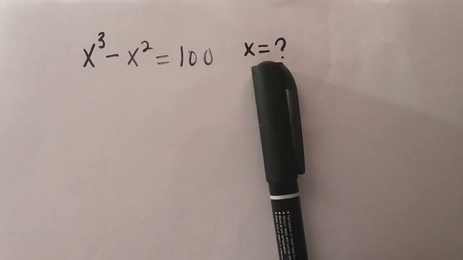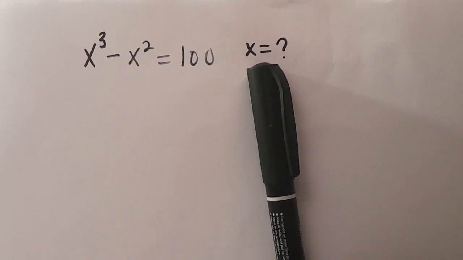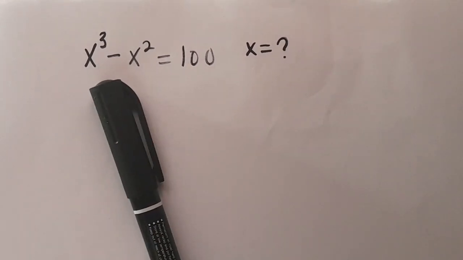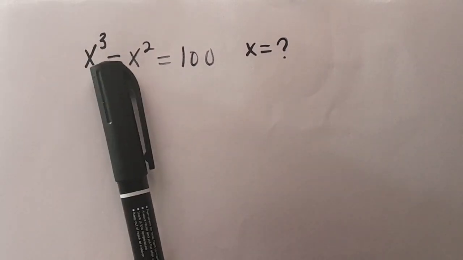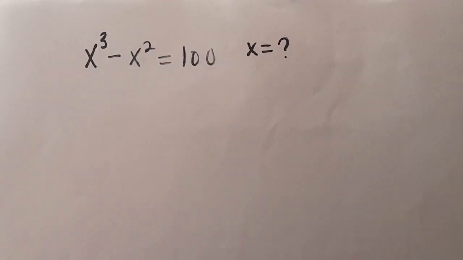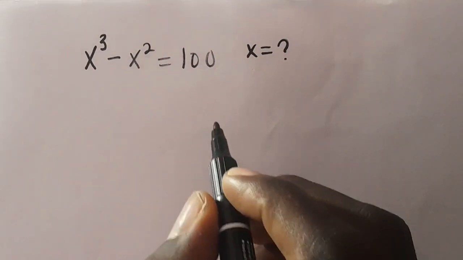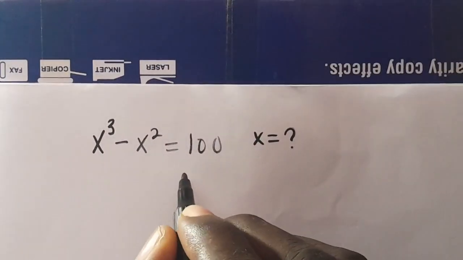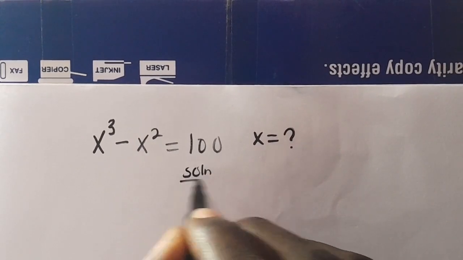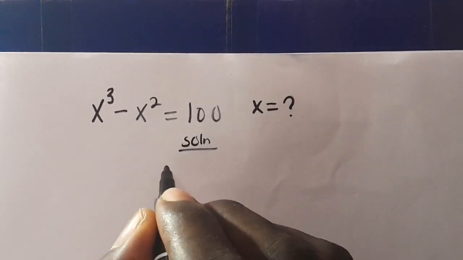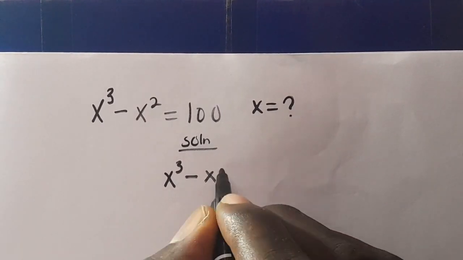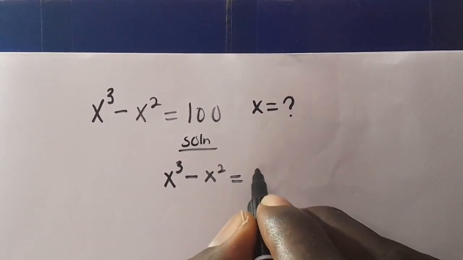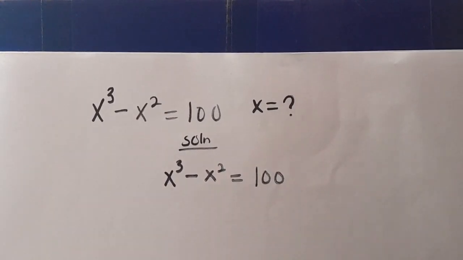Today, we want to find the value of x given that you have x cubed minus x squared equals 100. So guys, now let's have the solution. So we have x raised to power 3 minus x squared equals 100.